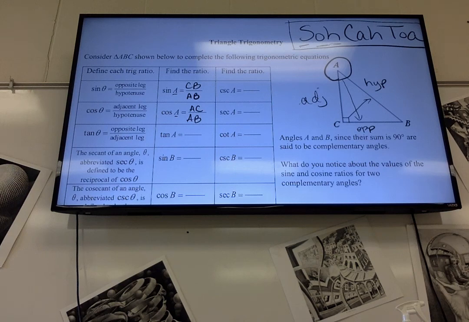And then for tangent of angle A, which side goes on top? CB. It's the opposite, TOA, over the adjacent, which we said was AC. And of course, those letters can be flip-flopped, and it means the same thing. Everybody cool with that?